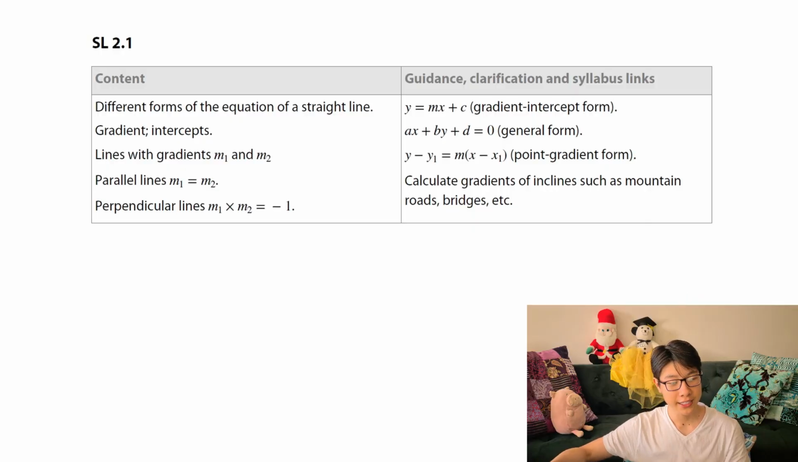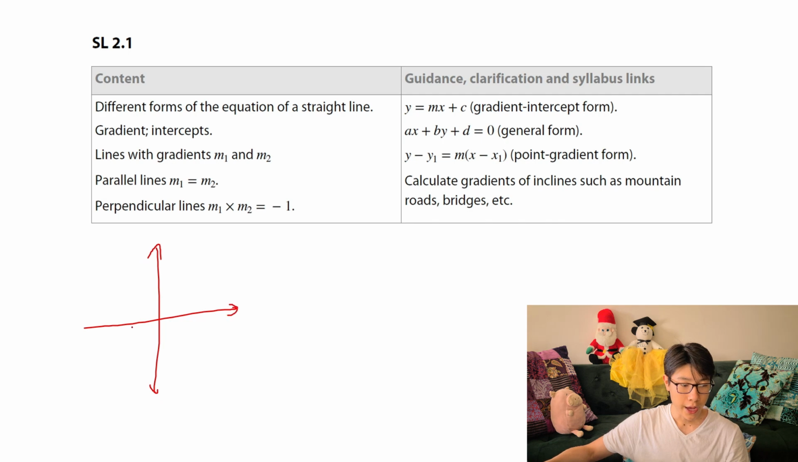Now, beginning with SL 2.1, this topic is about the different forms of the equation of a straight line, and what we're talking about are these three equations right here. So if we're graphing a straight line, we'll have a Cartesian plane like this, with our x and y axes, and basically a straight line graph will look something like this. Assuming it is straight, it will have an equation.